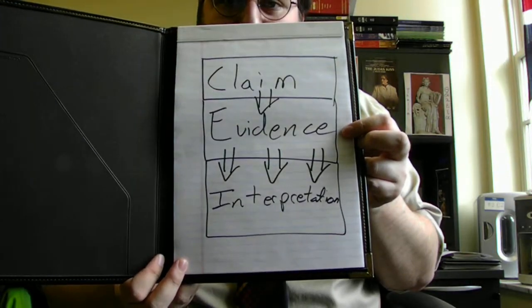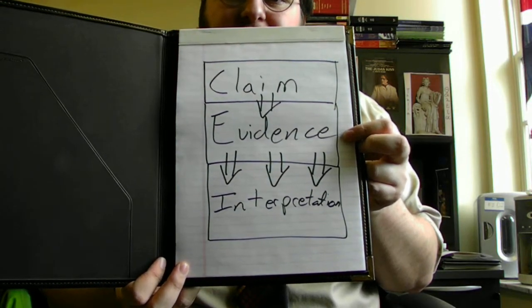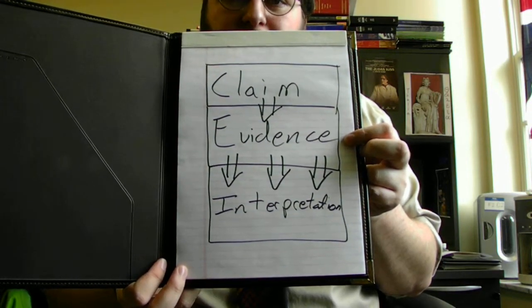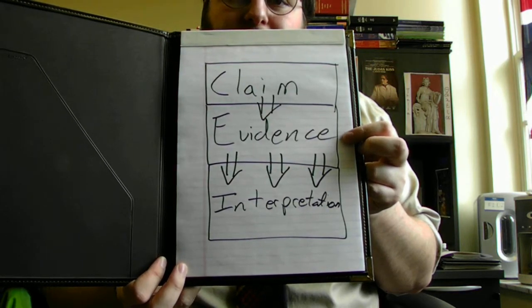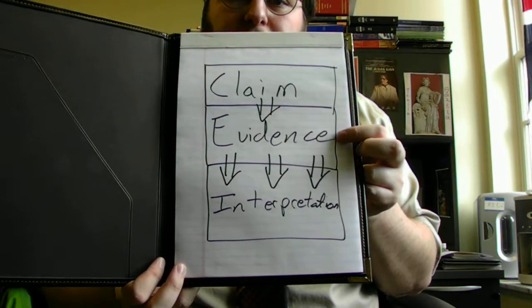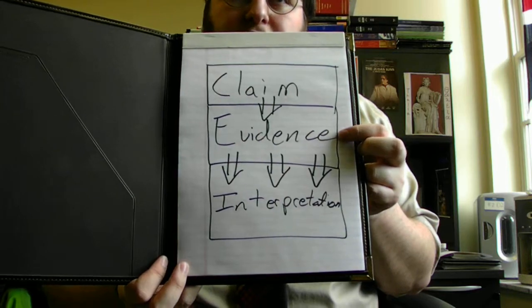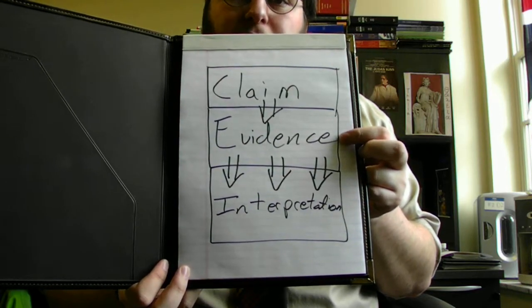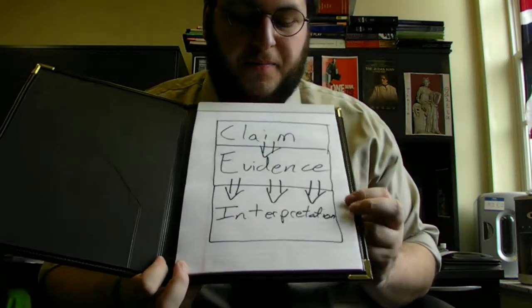Then you have evidence. Evidence is the stuff that supports the claim that you're making. The data that you have backing up your main argument. This can take a lot of different forms. We'll talk more about these in just a bit.